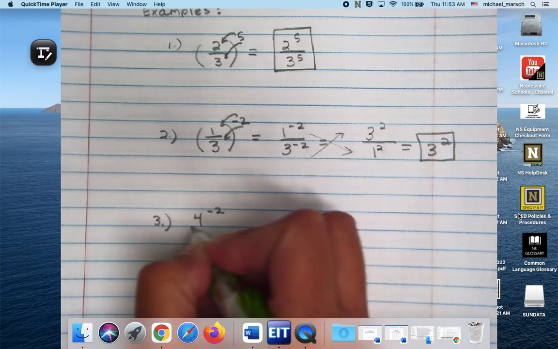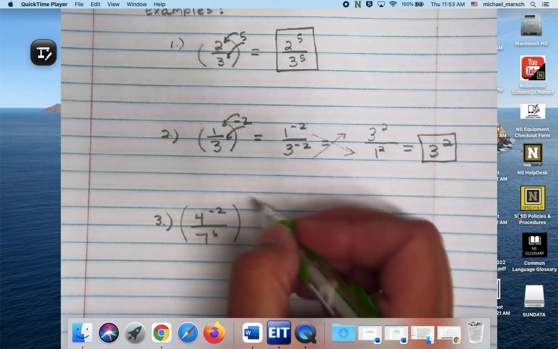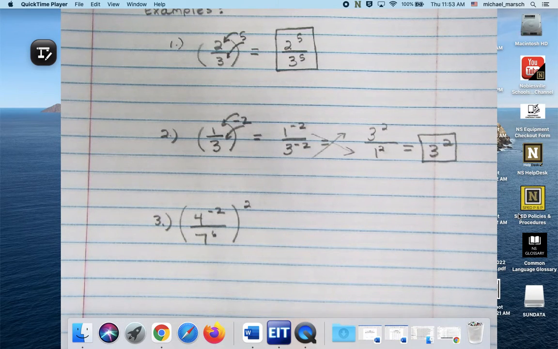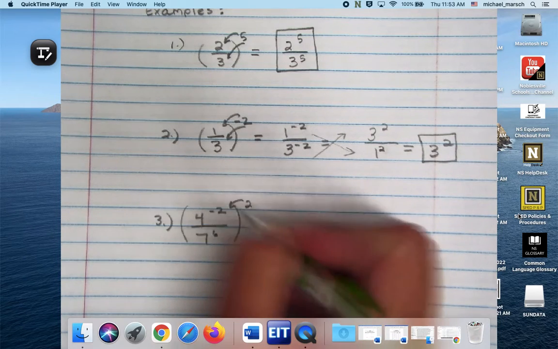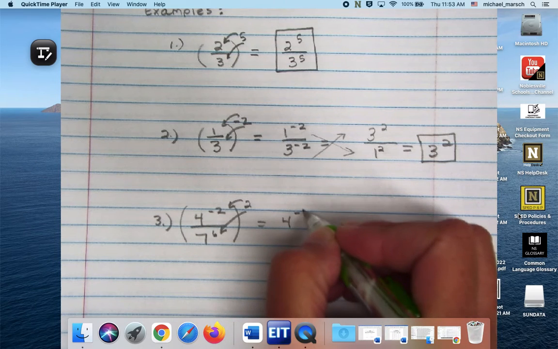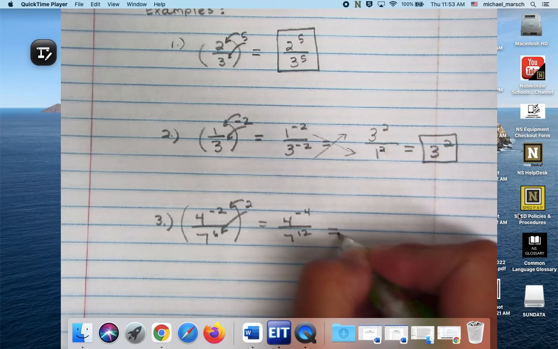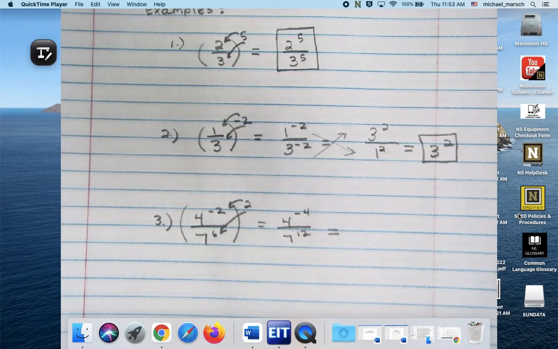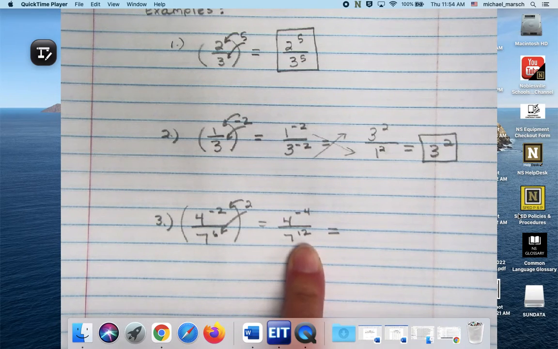Okay. 4 to the negative 2 over 7 to the 6th, all raised to the 2nd power. Bless you. So I'm going to distribute because I've gotten really good at that. And I'm going to get 4 to the negative 4 over 7 to the 12th. Carmen? No, put 7 to the 12th on top. You're close. Is this negative, the 12? No. So it doesn't have to move at all. It gets to stay where it is.